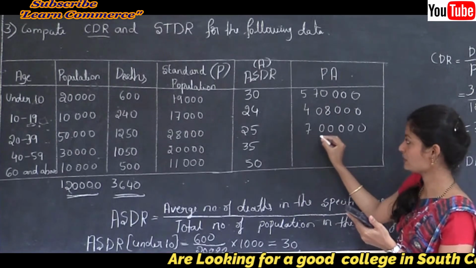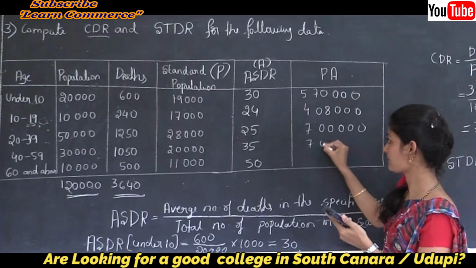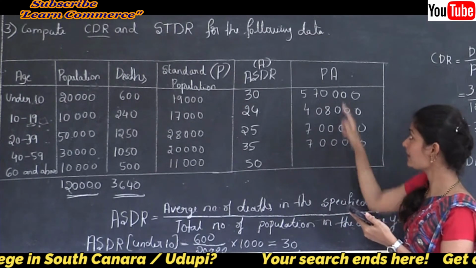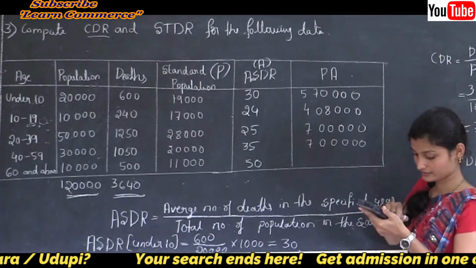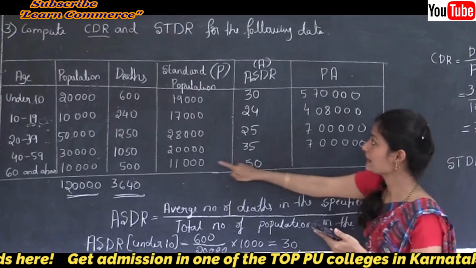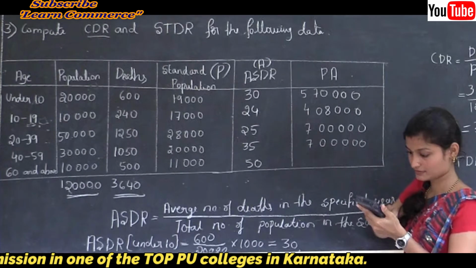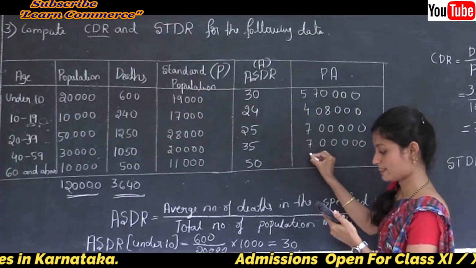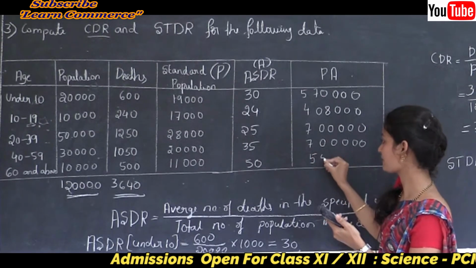So 35 into 20,000 is 70,000. Okay, next here A is 50 and P is 11,000. So 50 into 11,000 is 5,50,000.